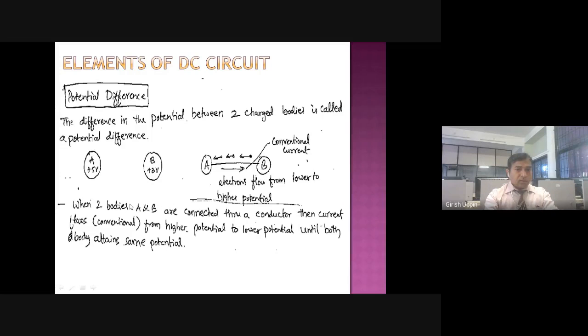Okay, this is how it works. When two bodies A and B are connected through a conductor, the current flows, conventionally, from higher potential to lower potential until both bodies attain the same potential. That is the potential difference. So what is the unit of potential difference? Because it is VA minus VB, 5 minus 3, the volt. Volt is the unit for potential difference. Anybody has a question?